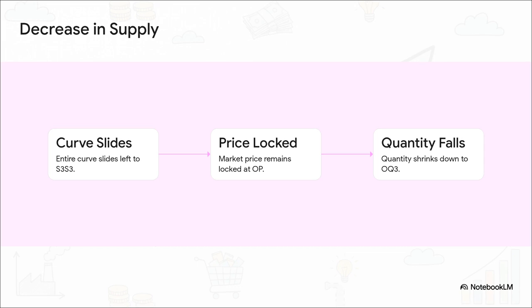Or, if you look at it from another angle, to produce that original amount they used to make, they would now require a much higher market price just to cover their new, bloated costs. The entire capability of the market has essentially been downgraded.